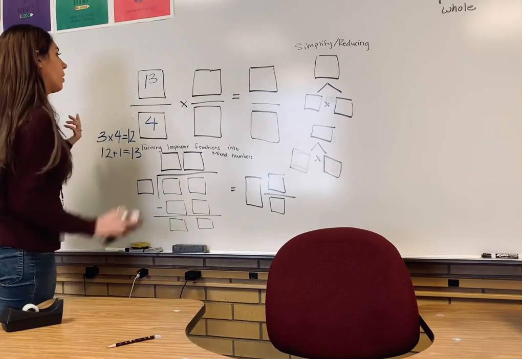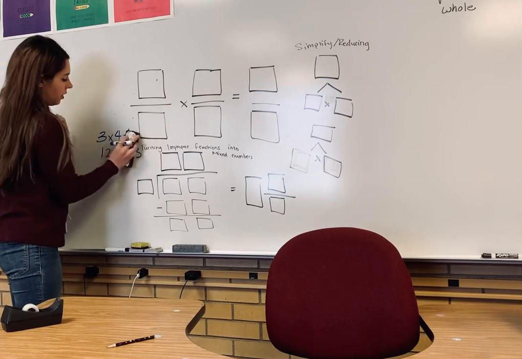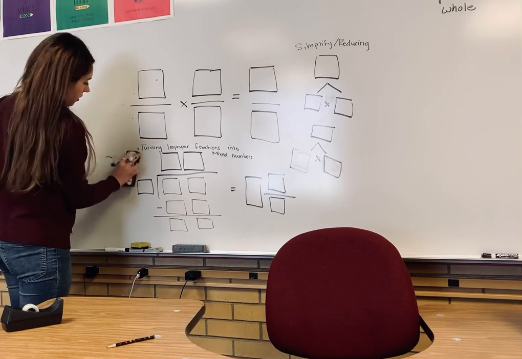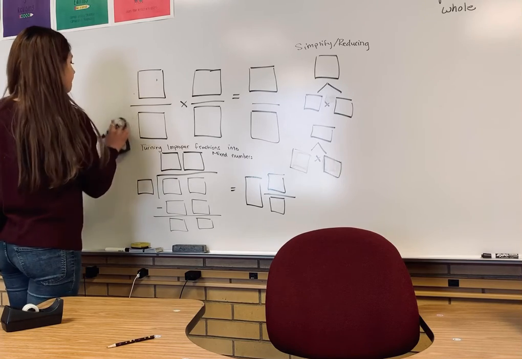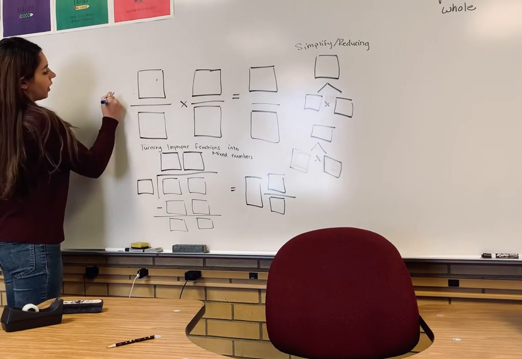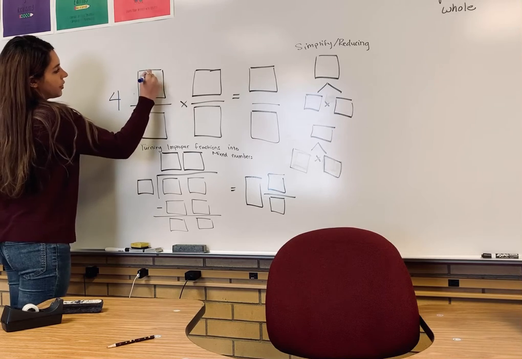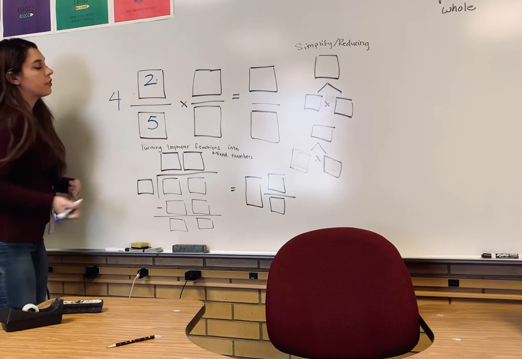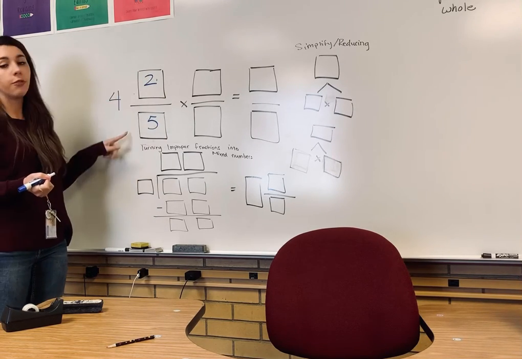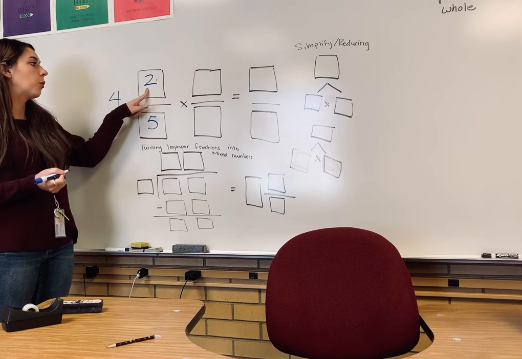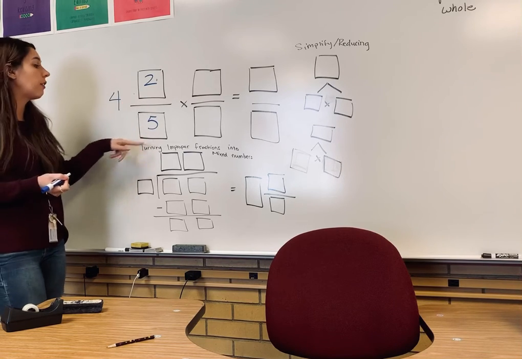So let's try another problem. Let's do 4 and 2/5. So my problem is 4 and 2/5. I have a whole number of 4, a numerator of 2, and a denominator of 5, right?